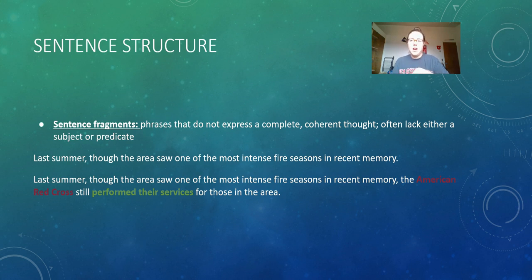Okay, it almost sounds like that idea got cut off before the person could finish that thought, because we don't really have a very clear actor performing an action. So we want to revise this sentence fragment to include the missing components, and we want to make sure that those are clearly identifiable to our readers. So last summer, though the area saw one of the most intense fire seasons in recent memory, the American Red Cross still performed their services for those in the area. So our revised sentence has a clear subject, the American Red Cross, and a clear verb or predicate, performed their services, and of course for those in the area.